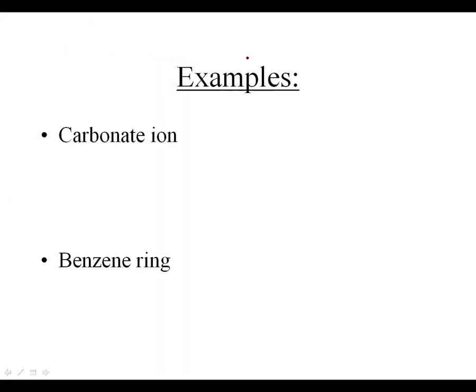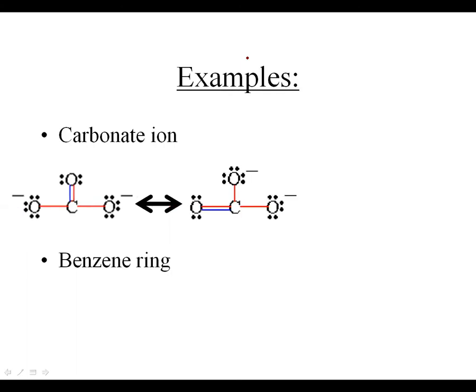So here are just some examples. The carbonate, like we saw last time, a better drawing there. Again, you can draw three different resonance structures. The only difference between these structures is where the double bond is located. And if you're not asked to do that, which you probably won't be in this class, you could draw any one of these three structures and it would be perfectly fine.